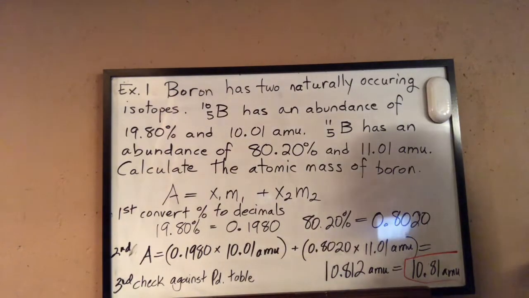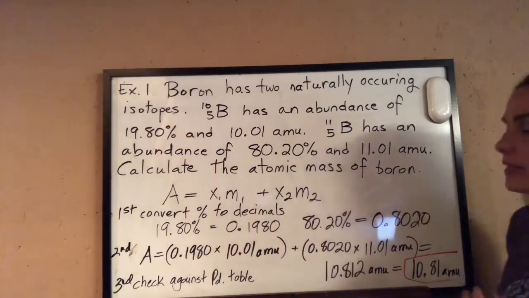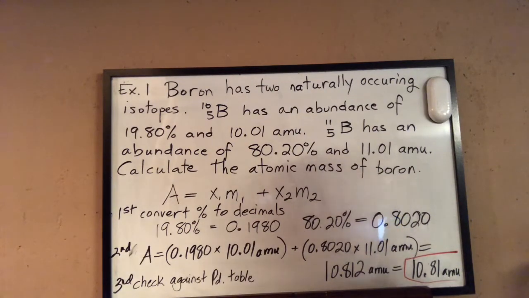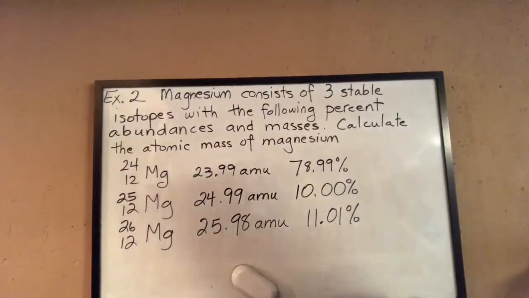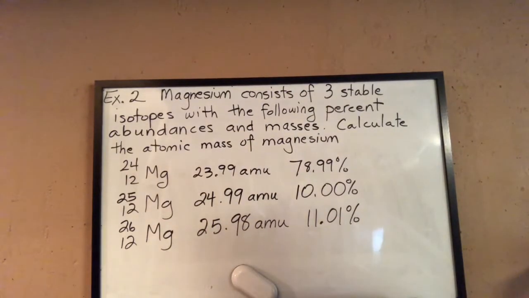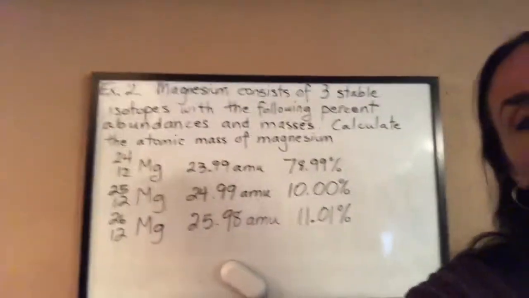Let's do another example where we have an element that has 3 isotopes. The calculation would be the same, except we would have a third term over here. So let's do one with 3 isotopes so that we have 2 good examples for reference. Okay, let's do another example where we have an element with 3 isotopes.